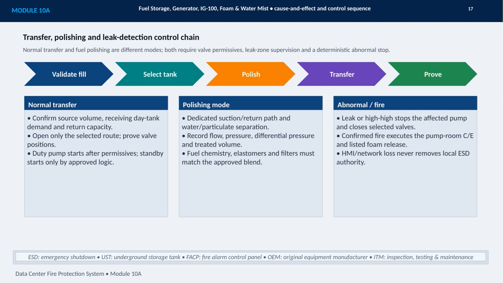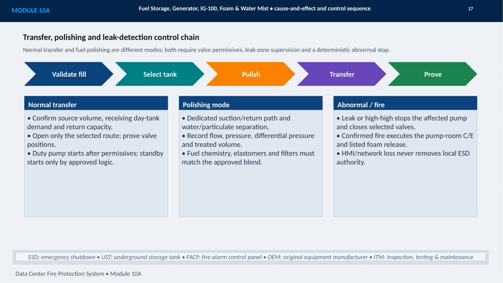For normal transfer, I first validate the fill conditions: source volume, day tank demand, and available return capacity. I then select one route, prove the valve positions, and allow the duty pump to start only after all permissives are satisfied. The standby pump operates only through approved logic.